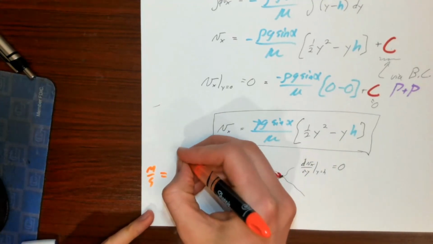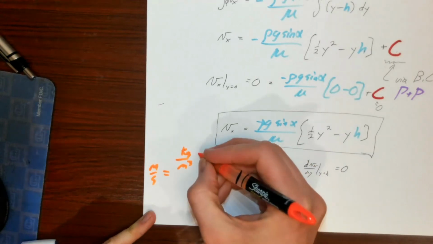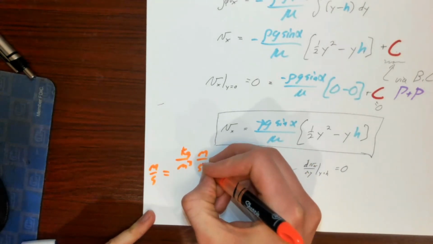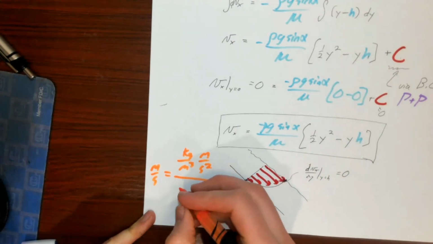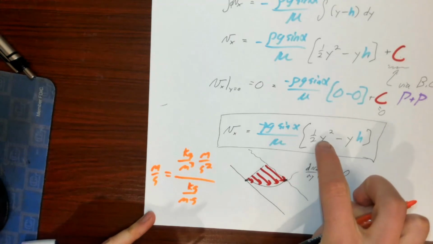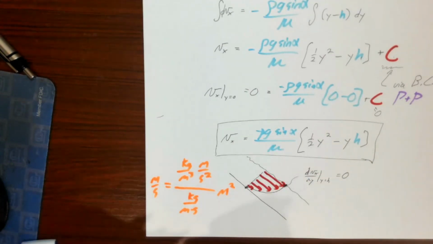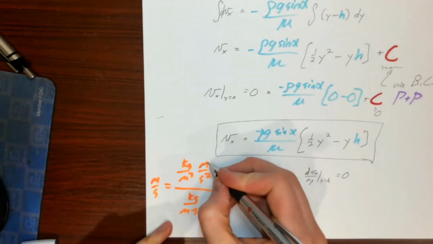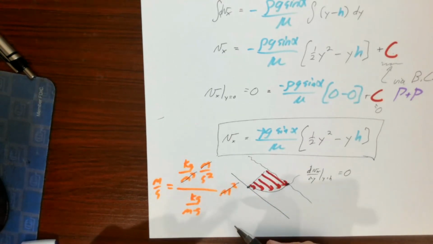Density is kilograms per meter cubed. G is meters per second squared. Sine alpha is unitless. Viscosity is kilograms per meter second. And y squared or y times h, those are both meters squared. So crossing my fingers, let's hope a lot of this stuff cancels out. My meters, meters squared, and meters cubed all cancel with one another.